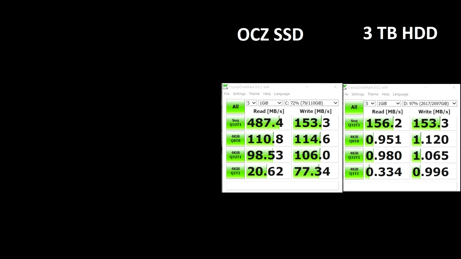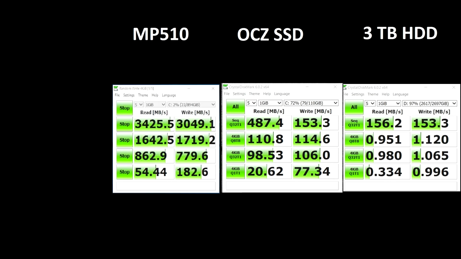So now let's look at how the MP510 compares to these two drives. And this is just wow. I mean, it's the same generational jump as from hard disk drives to SSDs, from SSDs to M.2 drives. The sequential speeds and writes are just insane, and the other numbers are insane too.